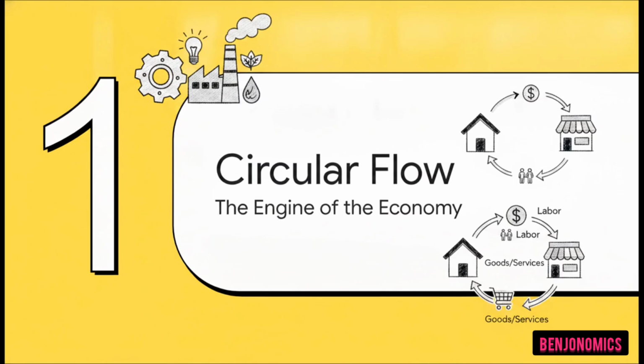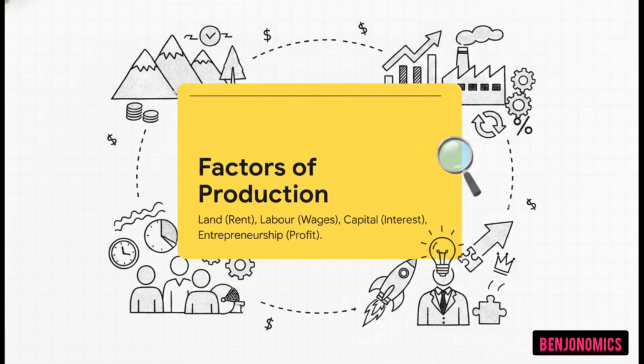Starting with Section 1, the circular flow of income. We're zooming all the way into the micro level first, looking at the very engine of the economy. To produce literally anything, we rely on 4 fundamental factors of production. And an easy way to remember who gets paid what is the acronym RWIP. Land earns rent, labor earns wages, capital earns interest, and entrepreneurship earns profit. Basically, profit is simply what's left over after the rent, wages, and interest have all been paid out of the revenue. These 4 pillars are the absolute foundation of all economic activity.